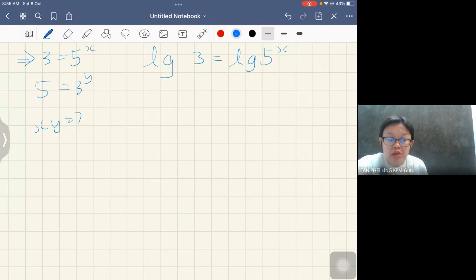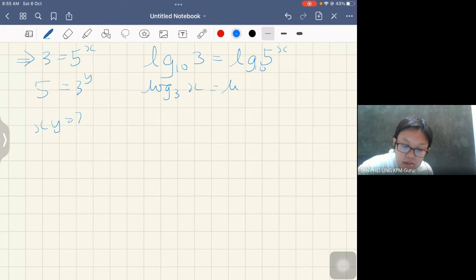So now, the only method that we can solve without a calculator is we change to base 10 and we log both sides. When we log both sides, log also 3, log also 5 power x. It is a different thing. You are logging both sides. So when you log both sides, you have log 3 base 10. I write down here.